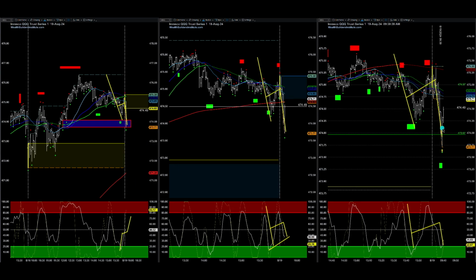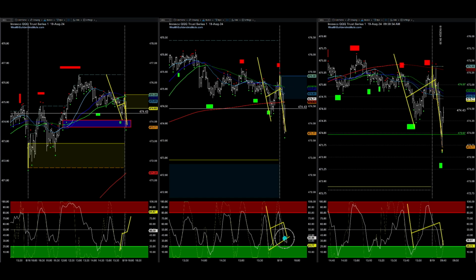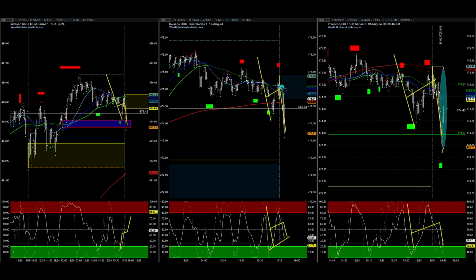H pattern. Lightning to the upside. And we also have wide state in our 1 minute. Wide state in our 2 minute.